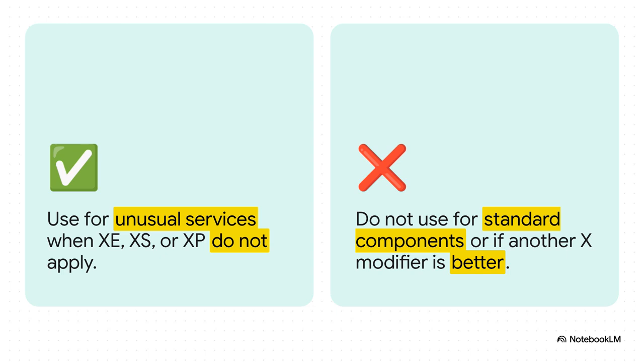The absolute key here is respecting the super strict boundaries for XU. You use XU only when XE for a separate encounter, XS for a separate structure, and XP for a separate practitioner just flat out do not apply. It is quite literally your modifier of last resort. Because of that, you must never ever use XU for standard bundled components or routine combinations. If those services are normally bundled together by coding edits and they aren't truly unusual for that specific encounter, keep XU off the table. Using it as a clever workaround, that is a guaranteed red flag for auditors.